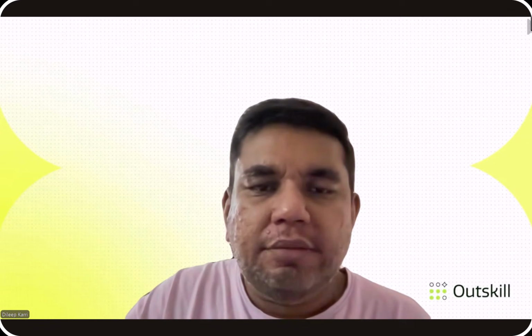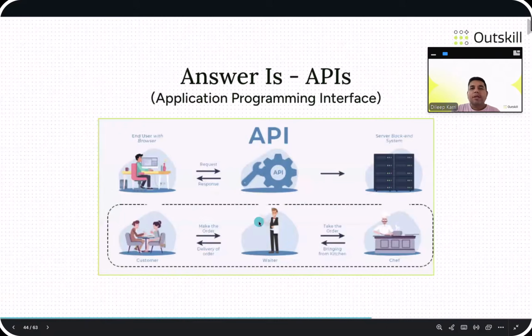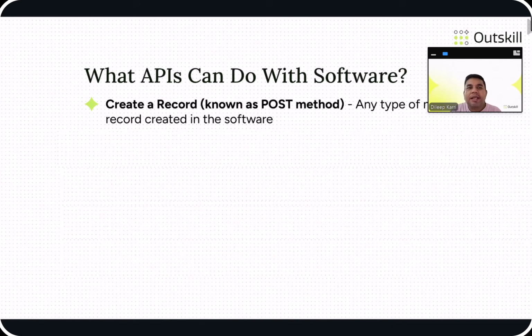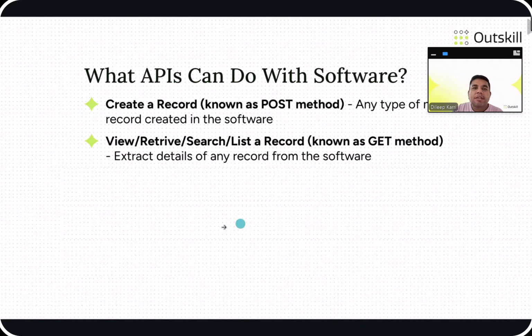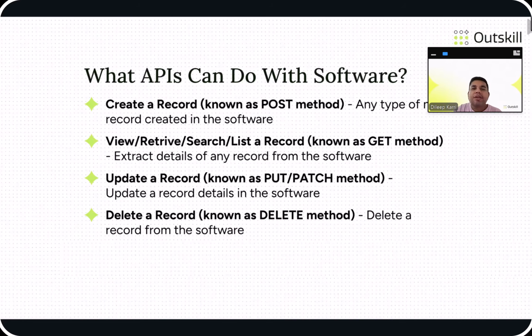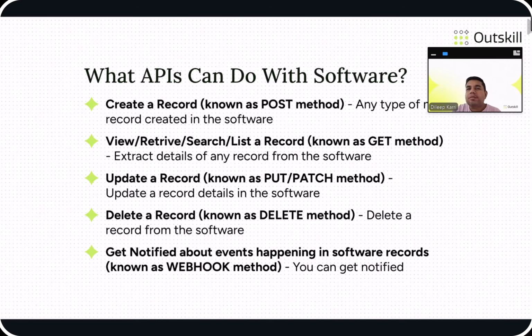So now, how do you further work with it? Okay, so this is what APIs can do with software. I just explained that you can create a record, which is the POST method, which is like placing an order. You can retrieve or search a record, which is the GET method, which is extracting the details of any record from the software. Then you update a record, which is known as the PUT or update method, and then you can delete the record overall.